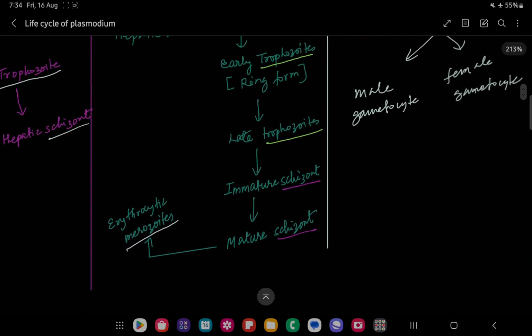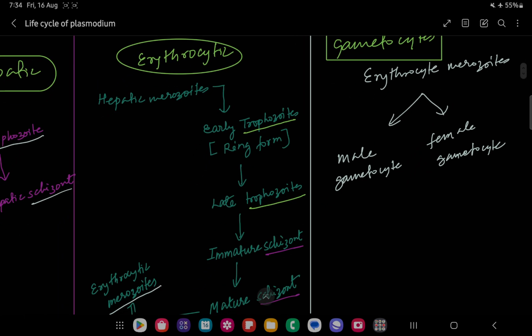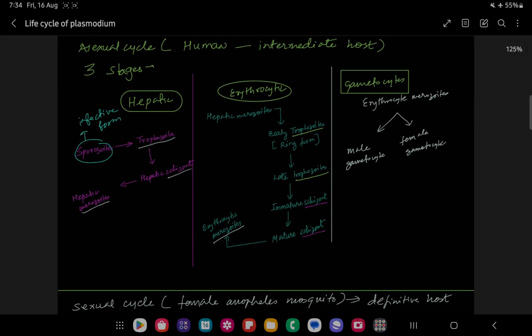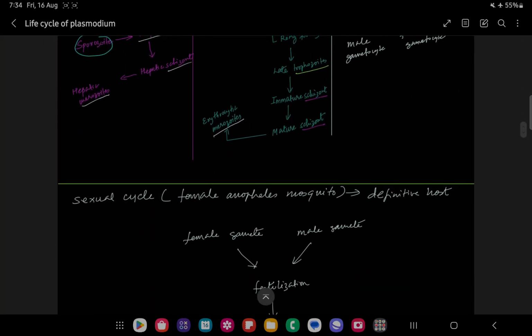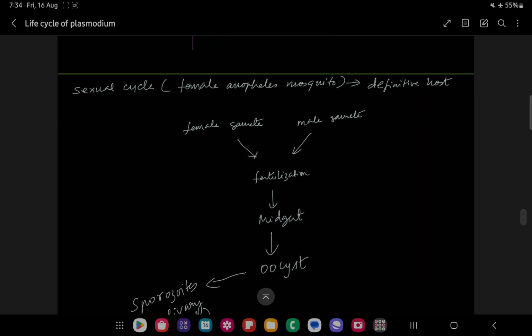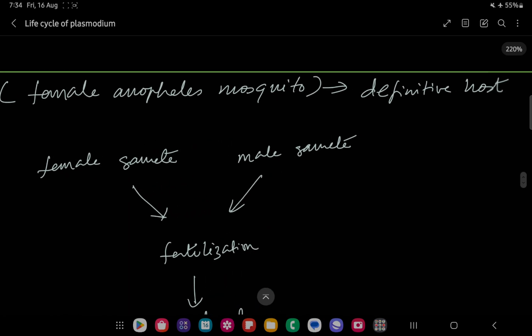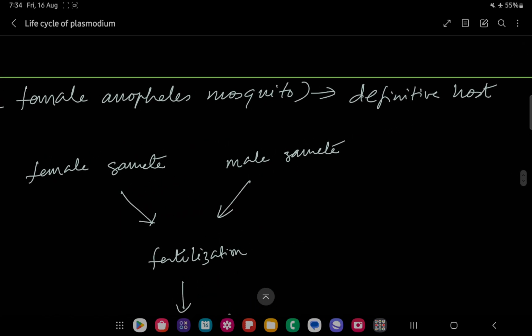Coming to the third stage, the gametocytes. This erythrocytic merozoite is converted into male gametocytes and female gametocytes. Now this is the asexual cycle of the Plasmodium. Remember, next, the sexual cycle occurs in the female Anopheles mosquito, and it is the definitive host.